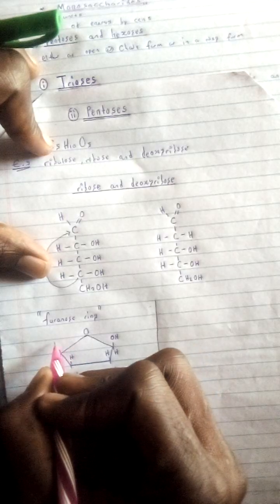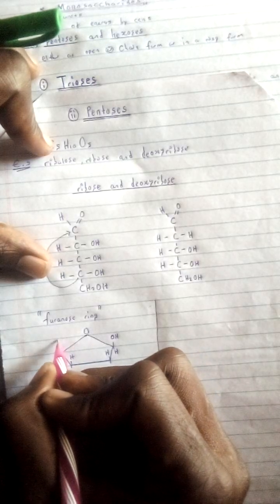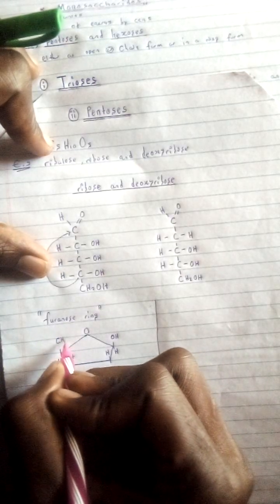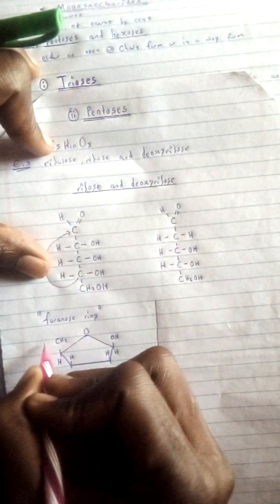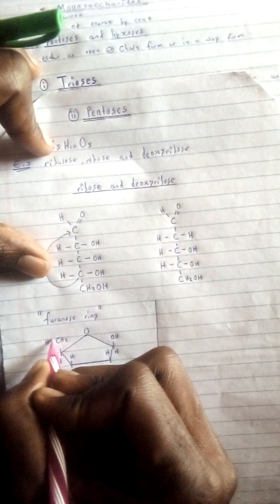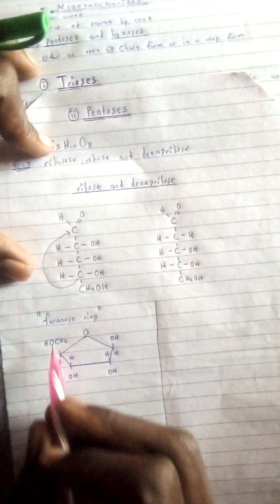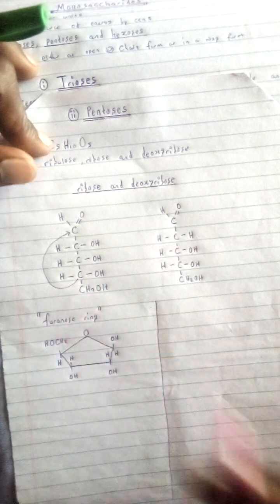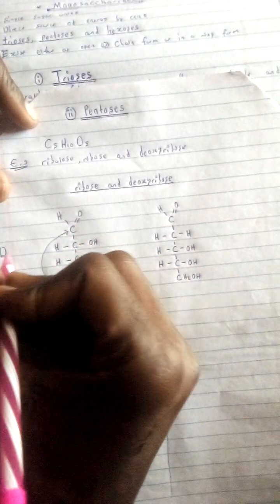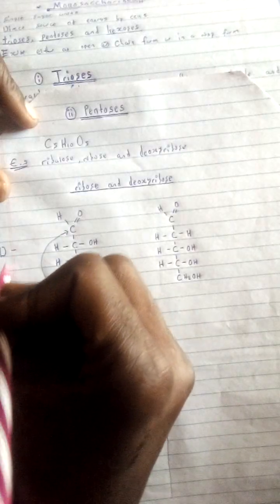which can be written as CH2, and on this side we have OH. This is the same as this. Alright, guys, I hope that is clear. So this one is called D-ribose.